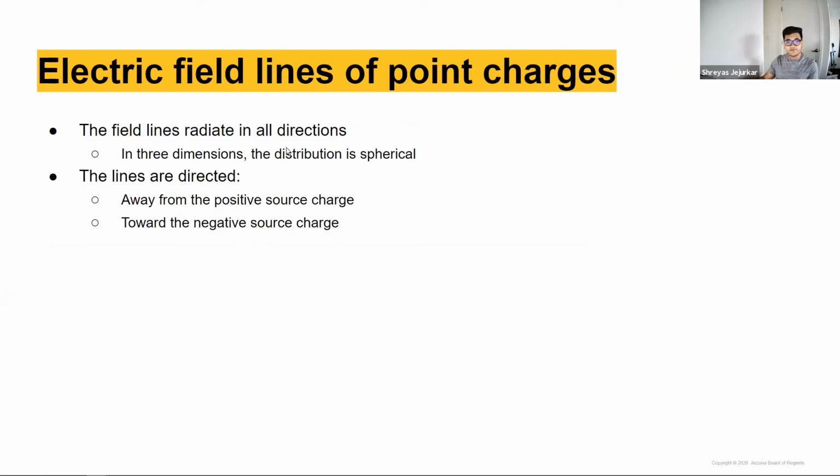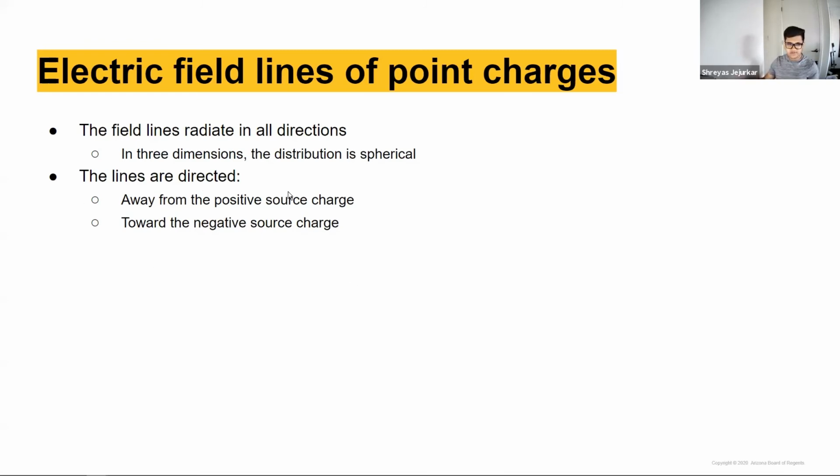So the electric field lines of point charges radiate in all directions. Like I said, it's radiating field lines in all directions. And in 3 dimensions, while it's a little bit harder to visualize, the distribution is spherical. Now, when you're dealing with this on a test, or if it's part of your homework, it's normally going to be depicted as a 2-dimensional electric field, but it's important to keep in mind that it is actually a 3-dimensional electric field.